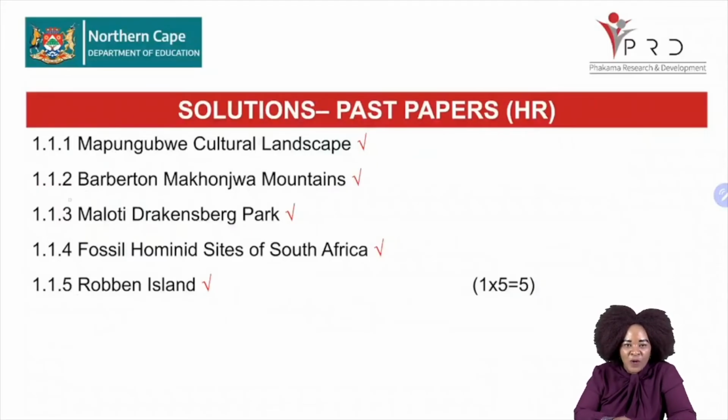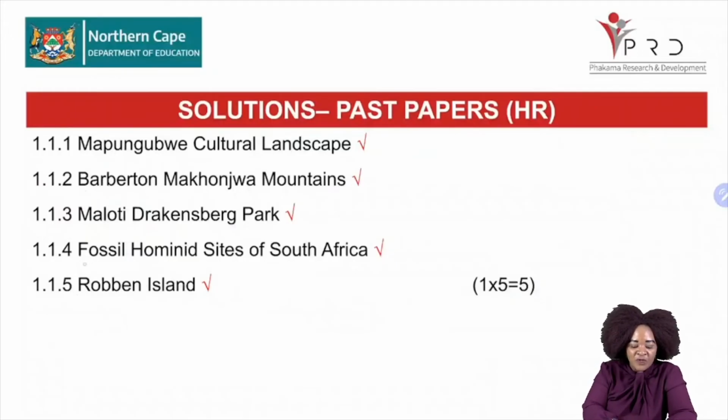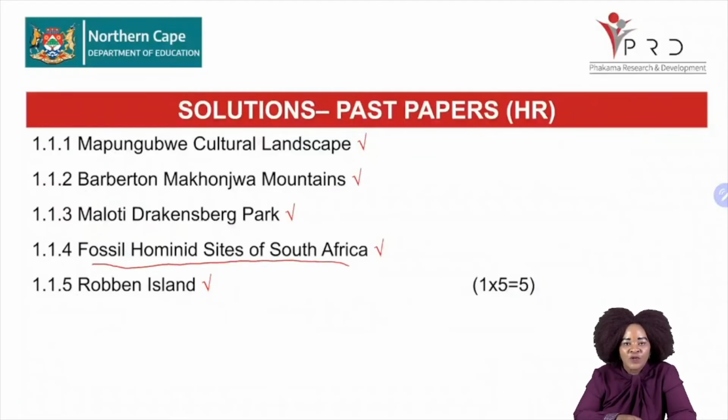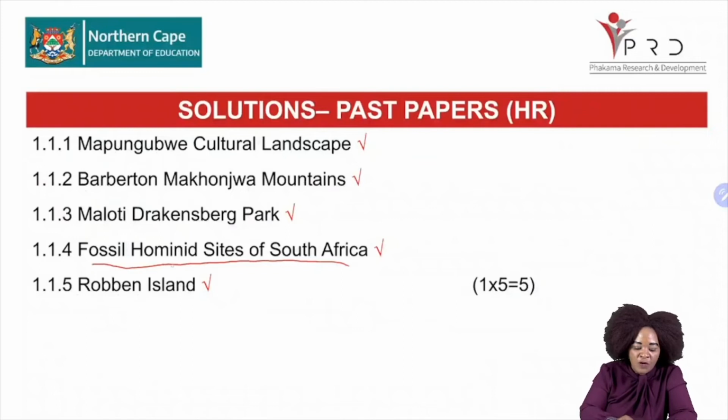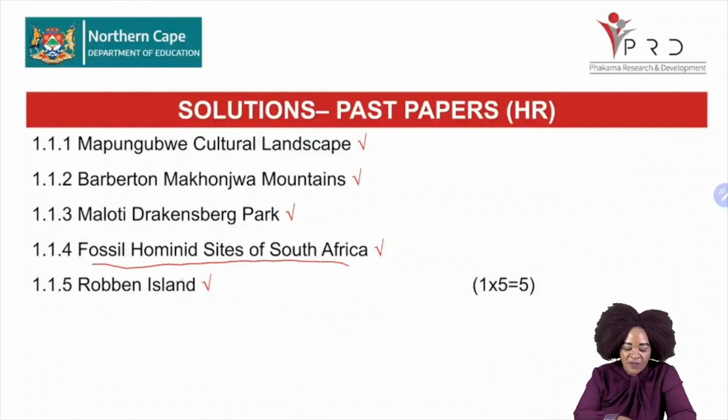And in 1.1.4, you were supposed to identify a World Heritage Site that is talking to the origins of humankind. And that will be Fossil Hominid Sites of South Africa. Remember, guys, you are not going to write it as the Cradle of Humankind. There is a name change there. So you need to make sure that you remember that the Cradle of Humankind has had its name changed to Fossil Hominid Sites of South Africa.